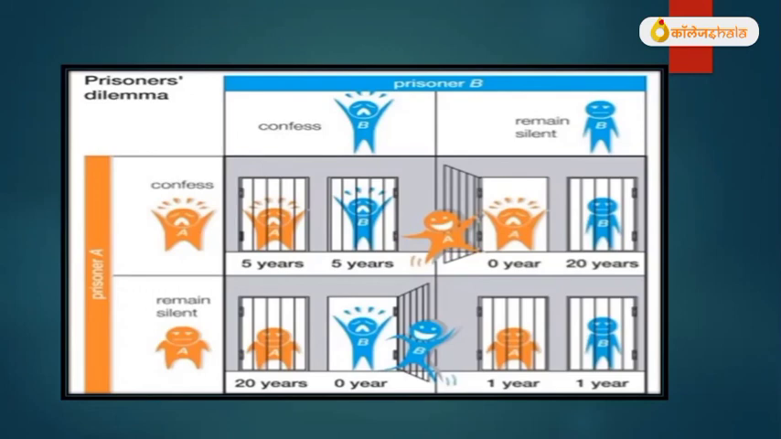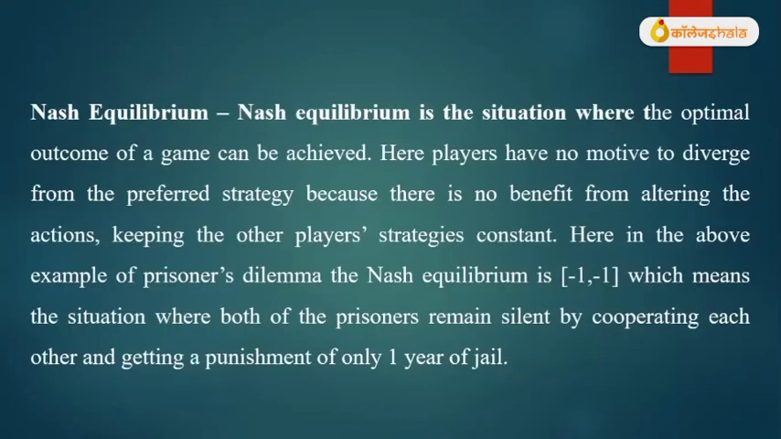So which one is better? 5 years of jail each, or 1 year of jail each? So that's why players have no motive to diverge from the preferred strategy, because there is no benefit from altering their actions, keeping the other player's strategy constant. Here in the above example of the prisoner's dilemma, the Nash equilibrium is -1, which means the situation where both prisoners remain silent by cooperating with each other, without confessing the crime, and getting a punishment of only 1 year of jail.